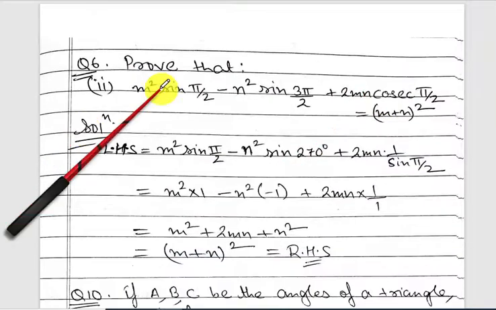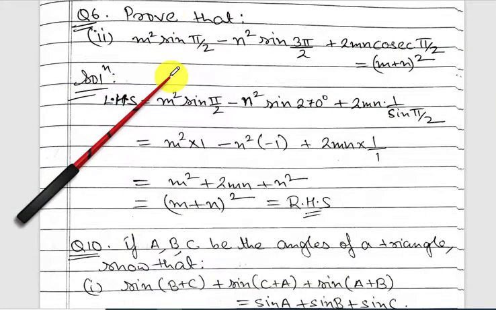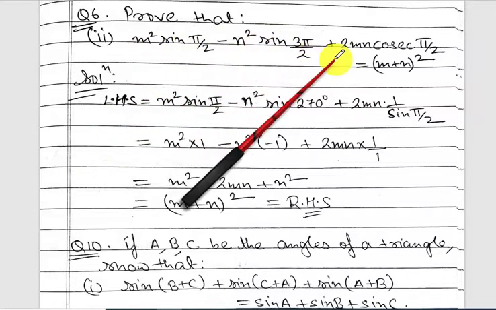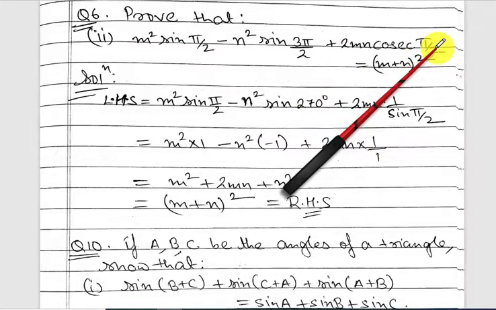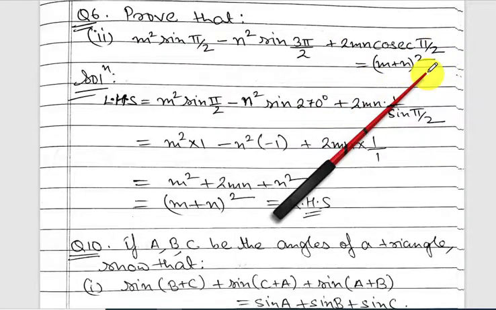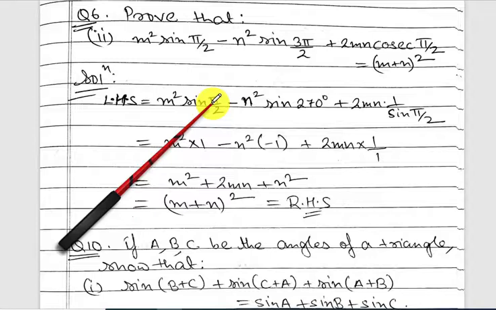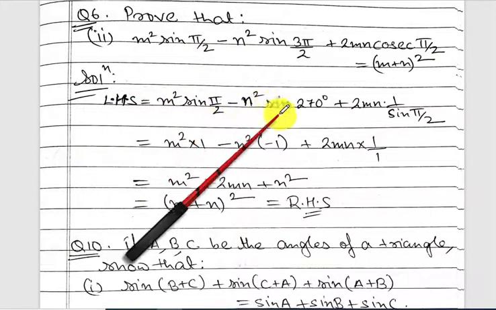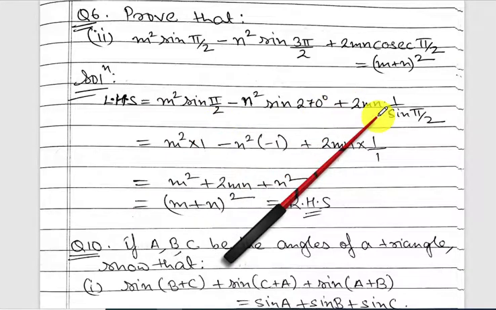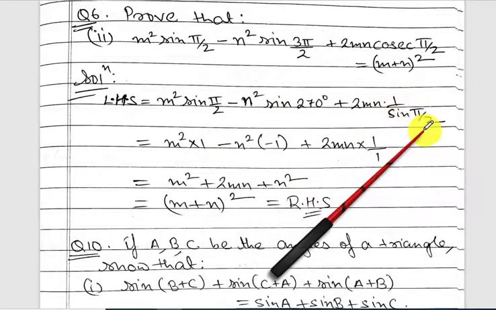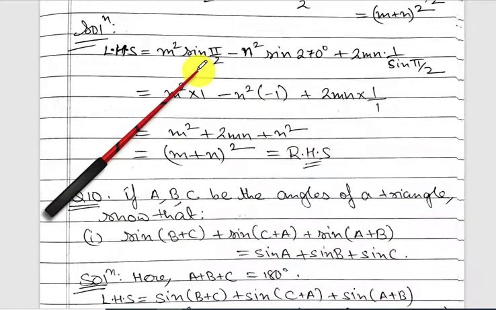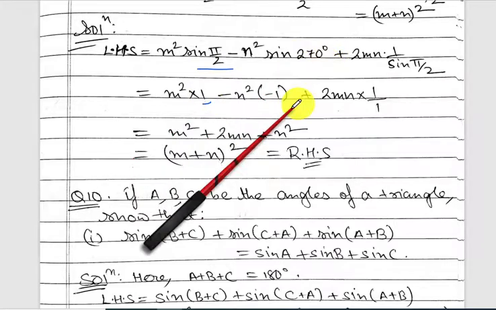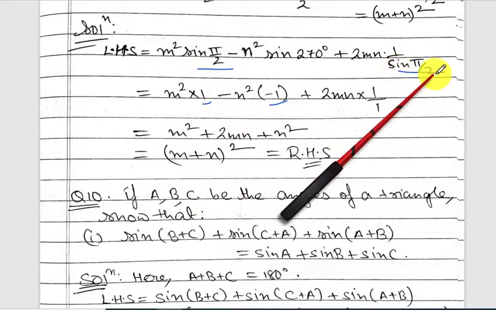Prove that m square sine pi by 2 minus n square sine 3 pi by 2 plus 2 times mn cosec pi by 2 equal to m plus n whole square. So we will take the left hand side. So m square sine pi by 2 minus n square sine 270 degree plus 2mn 1 upon sine pi by 2. Sine pi by 2 means sine 90, 1. Sine 270 is minus 1 and sine 90 is 1. So we get this. So m plus n whole square.